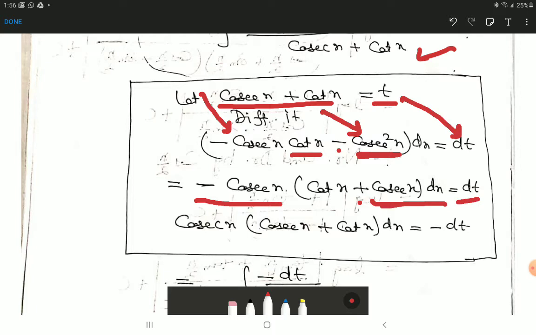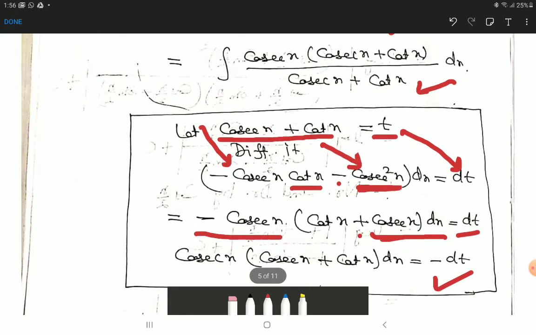Now multiply both sides by minus 1. So this minus will become plus and dt will become minus dt. Sometimes we say that we have transferred this minus from left to right, but it is the same thing. Basically, we have multiplied both sides or divided both sides by minus 1. So the negative sign on the left disappears and it appears on the right hand side.